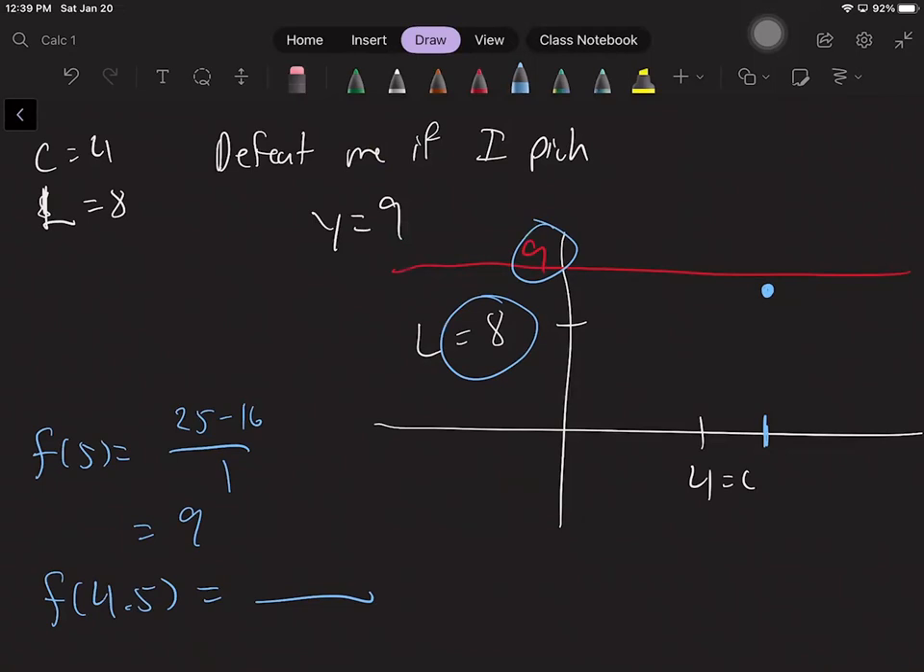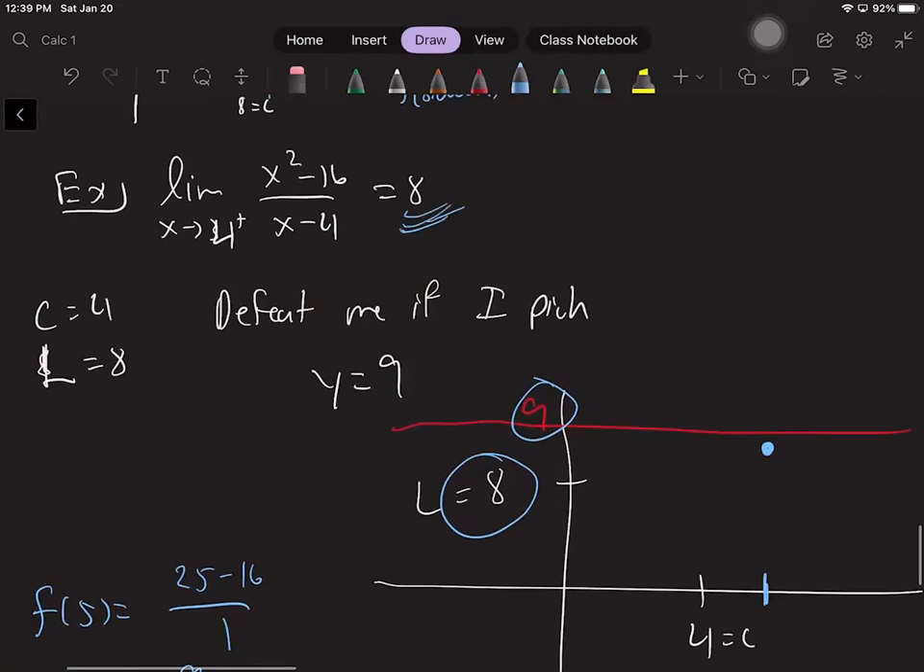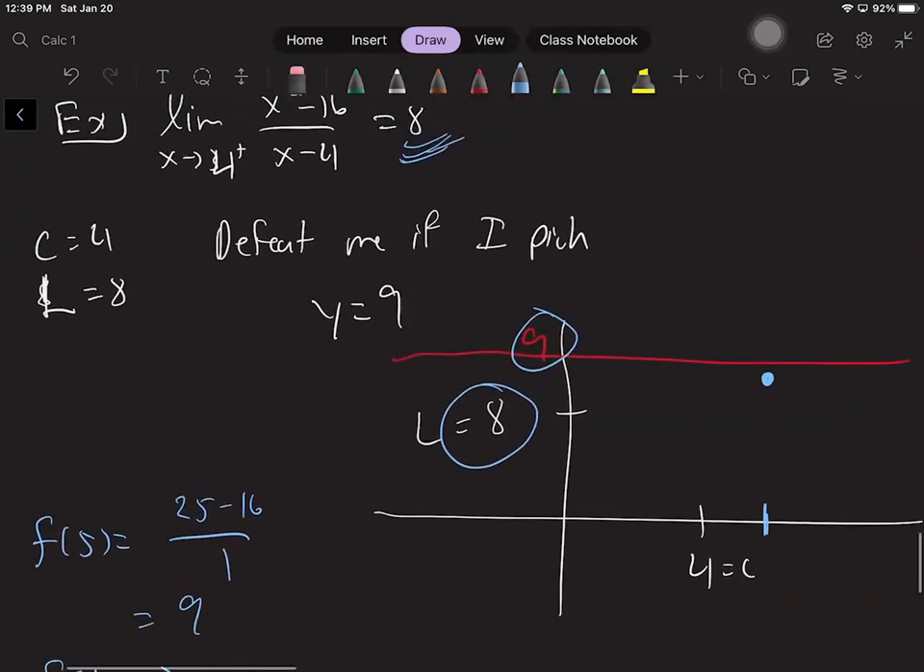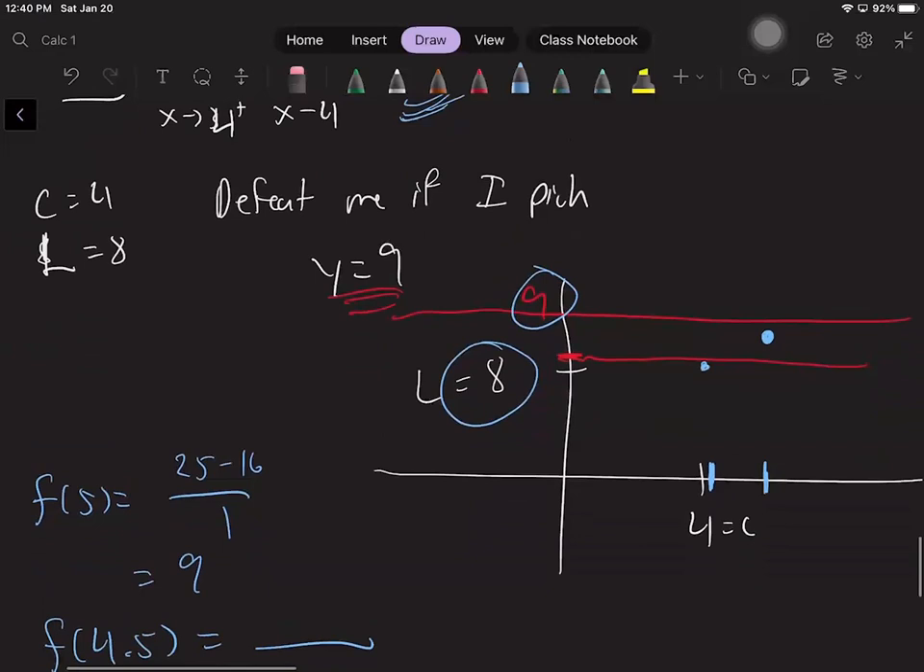Okay, so I just want to stress that the reason that 8 is the limit is because you can always beat me at this game. Once again, not just because you could beat me once when I pick 9, but because no matter how close I go, you can always beat me by going even closer to 4 and getting you past that boundary. Okay, so for now, this is what limits are about. But later on, we're going to learn ways to calculate limits without just drawing fun pictures and guessing, and use more algebraic methods.